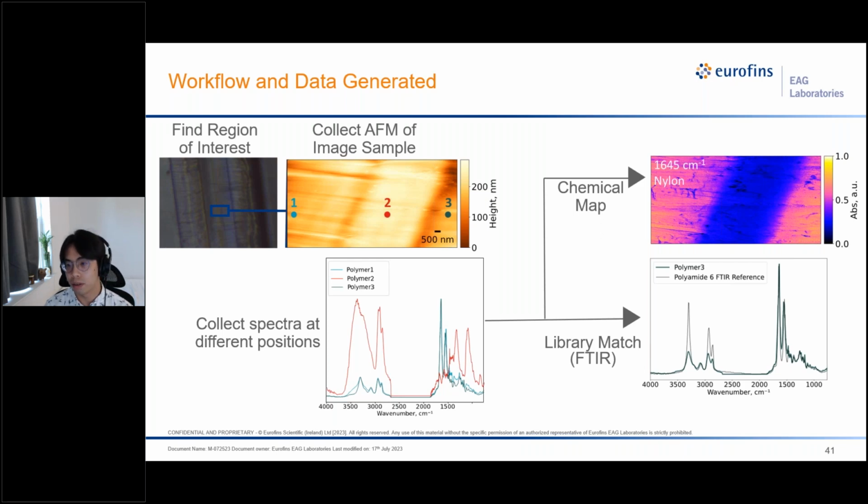From there, there are two different things that we can do. One is if we notice heterogeneities across the sample, we can chemically map out specific functional groups. In this case, we're mapping out nylon across this image region, where the blue is the absent region and the red and the yellow are regions of this sample that are enriched in nylon. And we can also bring this back to our extensive FTIR libraries and perform library matching to identify what compounds are comprised in the spectra.